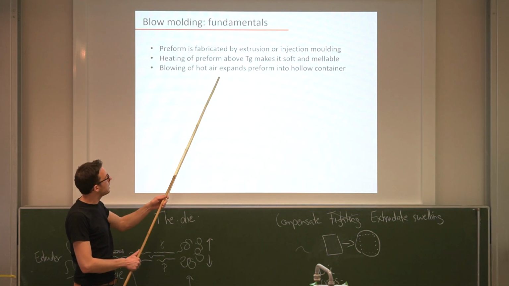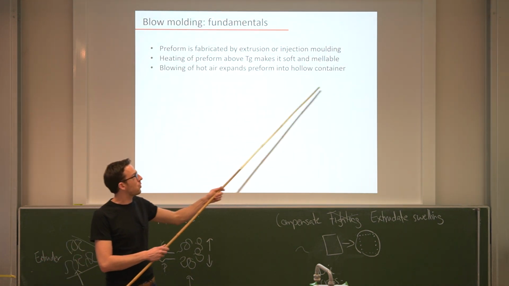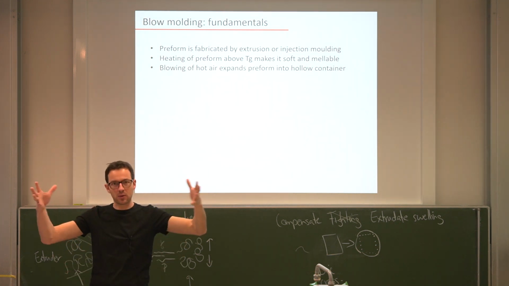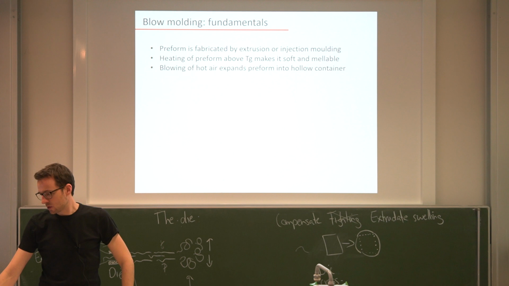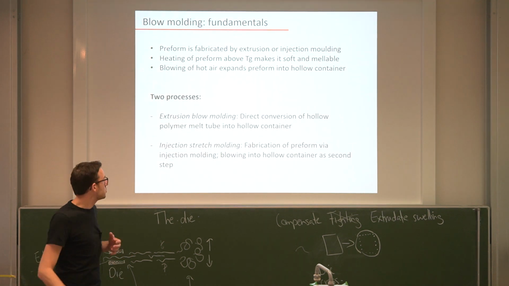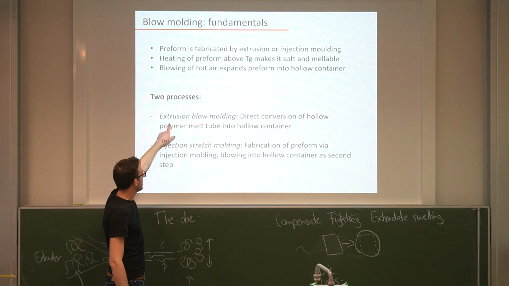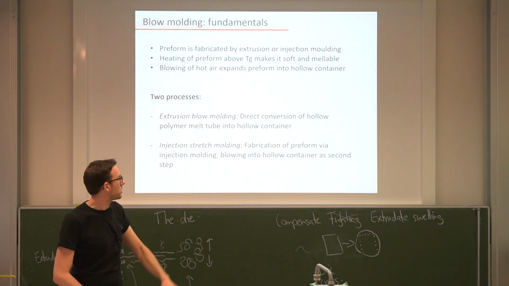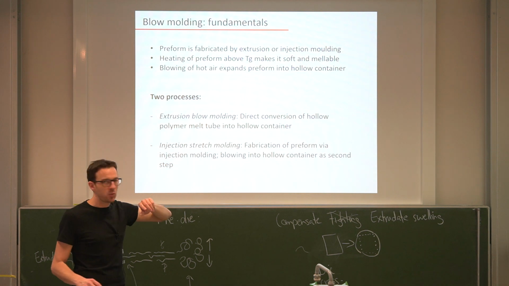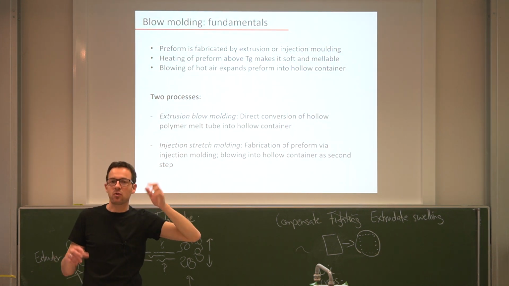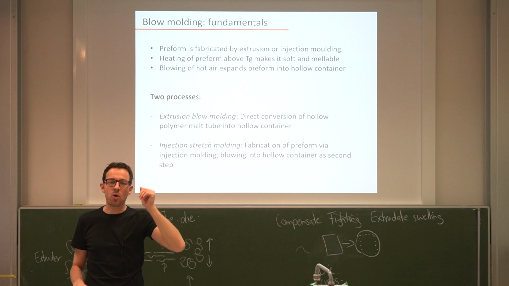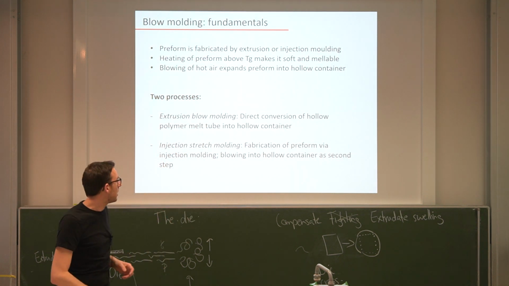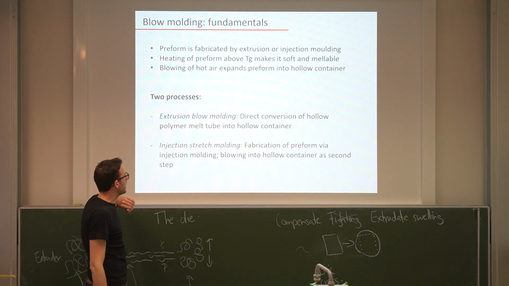Then you blow in hot air to expand the preform into a hollow container, so a desired shape. This will fill out the shape and thus create your structure. And now there's 2 processes that can do this. You can either use extrusion, then it's known as extrusion blow molding, and in this case you directly convert the polymer tube into hollow containers. So if you want, it's a continuous process, and while your polymer is being extruded, you clamp on different materials and then create these containers.